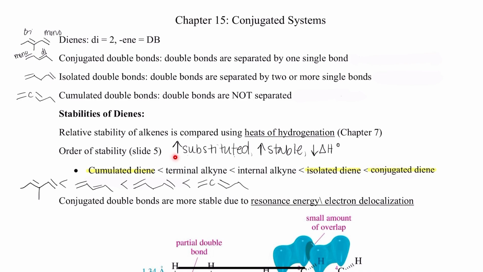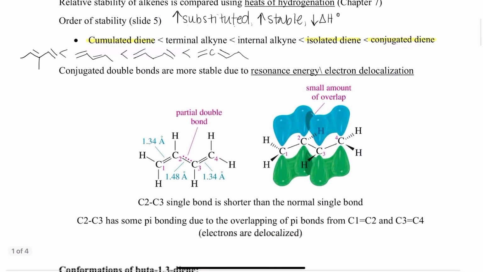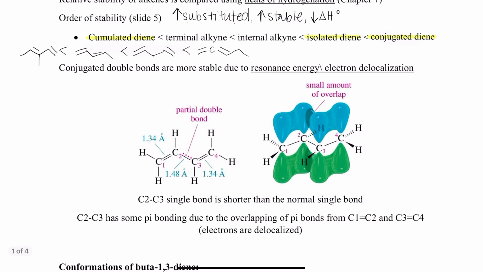And overall, knowing this relationship right here, substitution and stability have a direct relationship. However, they have an inverse relationship with our molar heat of hydrogenation. So let's talk about why conjugated dienes are super stable.